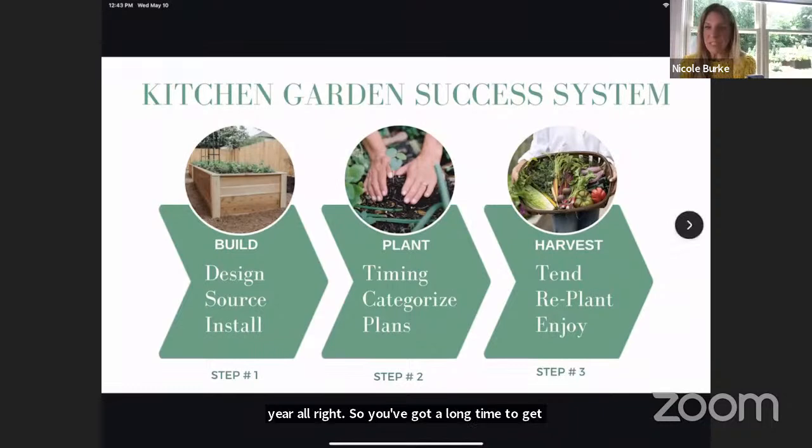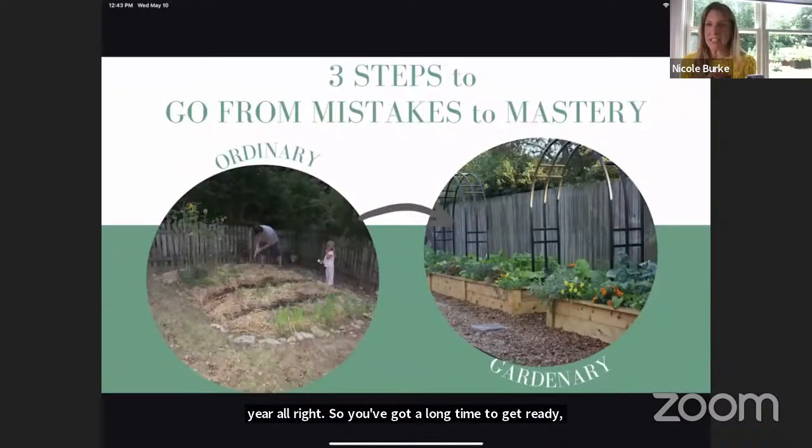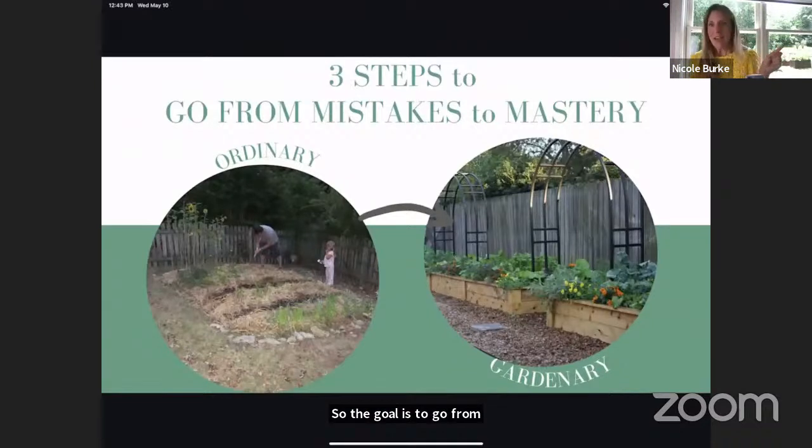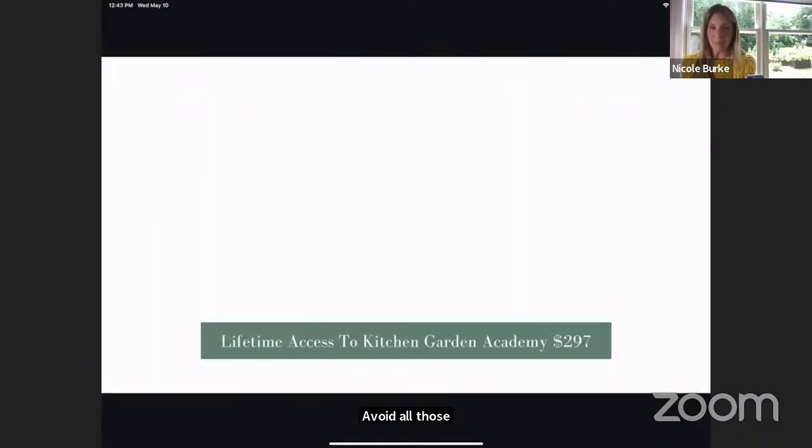And inside the course, we teach you how to do this in just 6 weeks. So the goal is to go from ordinary, the way I started, avoid all those mistakes, and then go to the gardenary way instead. So Kitchen Garden Academy includes so many bonuses I want to tell you about. But first, just know that you get lifetime access to Kitchen Garden Academy 2.0. So this is the entire video course. It's over 85 videos from the garden, lots of different gardens where I show you the step-by-step to build, plant, and harvest from your kitchen garden.